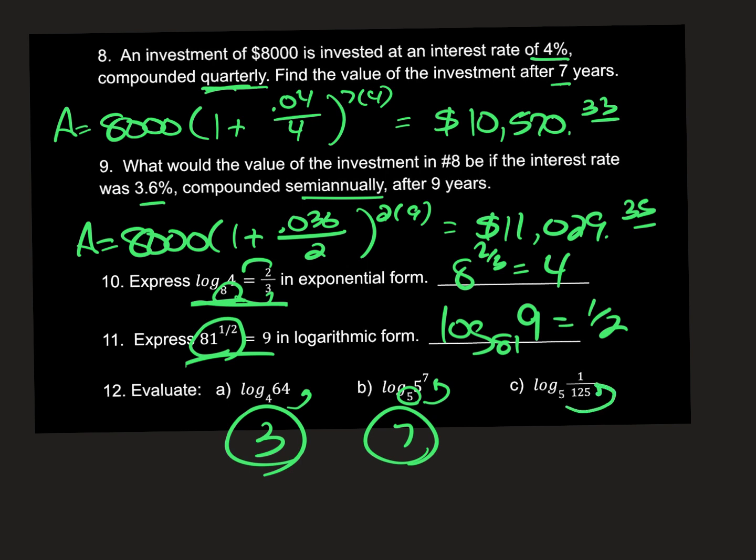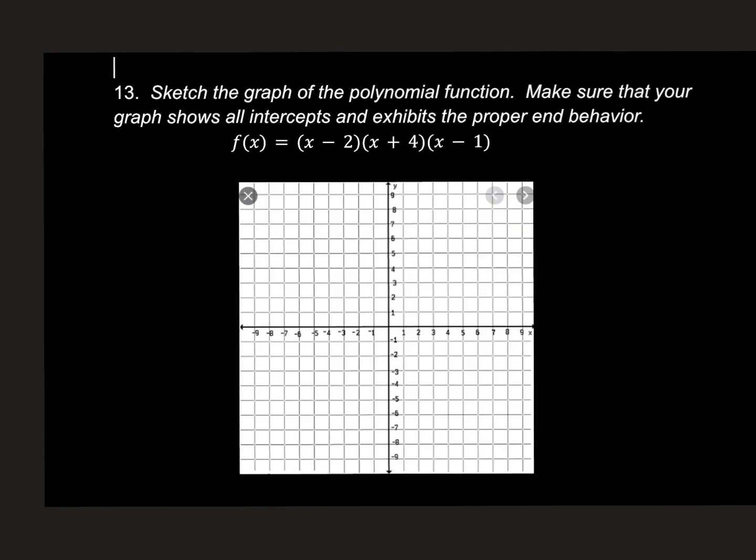And part C, 5 to what power is 1 over 125? First of all, it's been flipped. Remember, the answer is the exponent. A negative exponent flips the 5. So now it becomes 5 to what power is just 125, and it's the 3rd power. Hopefully that made a little sense there. It's got to be negative because it's been flipped. And the last one, sorry about that.